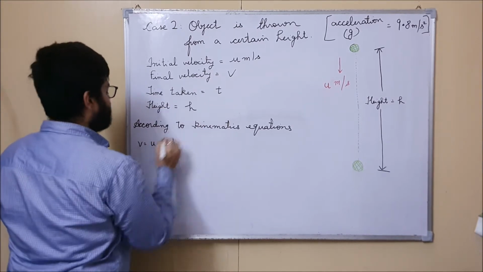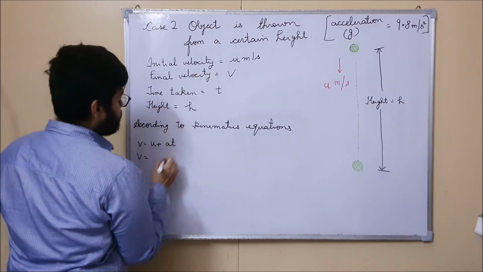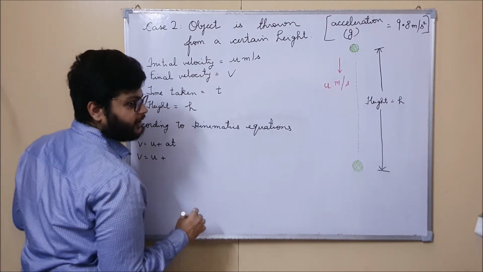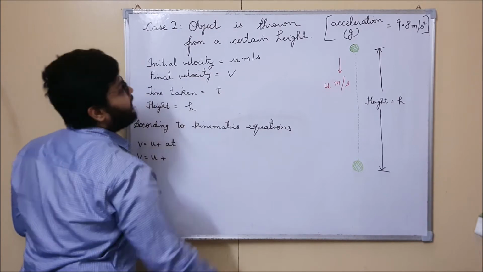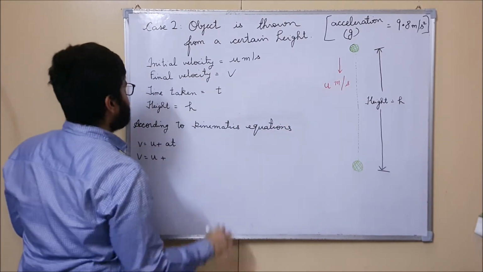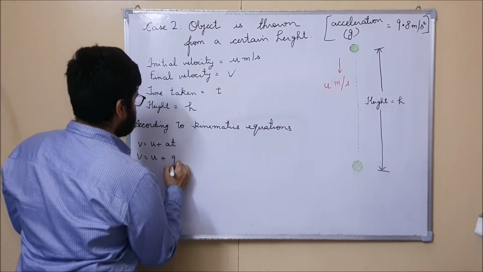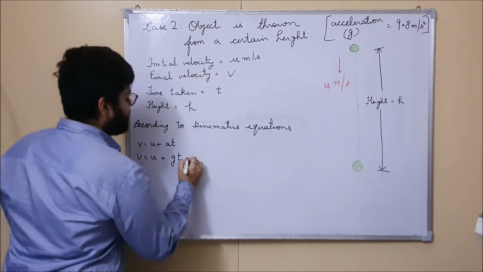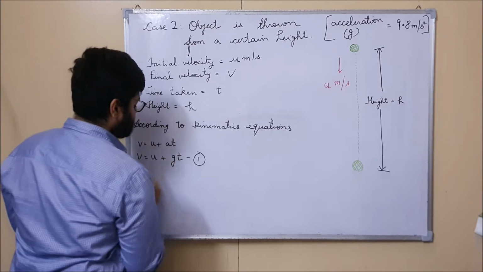Now v is what? Final velocity. u is what? Initial velocity. And what is the value of acceleration if you throw an object? Correct. The acceleration will be g, that is 9.8 meter per second square, and the time is t. So v is equals to u plus at. This is our equation number 1.